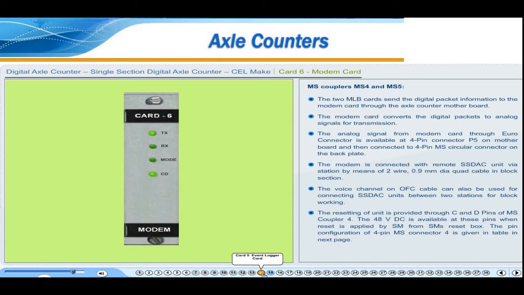The resetting of the unit is provided through C and D pins of MS coupler 4. The 48-volt DC is available at these pins when reset is applied by SM from SM's reset box. The pin configuration of 4-pin MS connector 4 is given in the table on the next page.